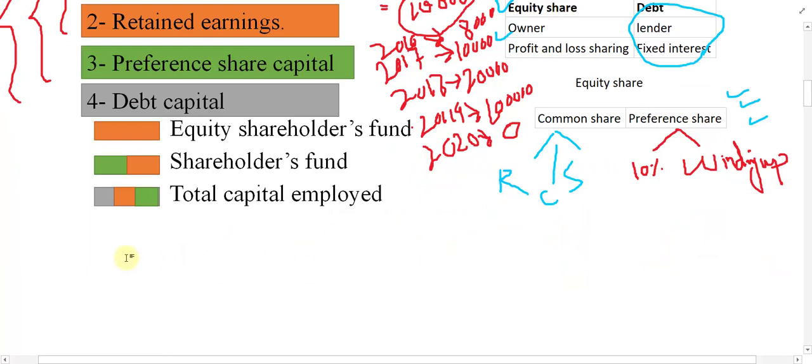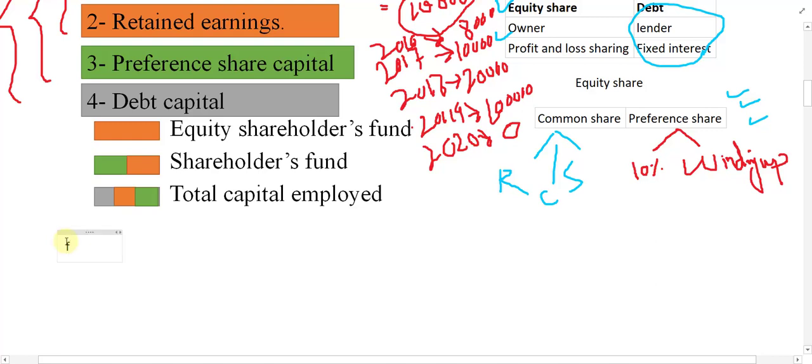Let me discuss one more point regarding the cost of capital and risk from the company perspective, and of course risk and return from the shareholder or fund holder perspective. So first of all, let me discuss from the company perspective.